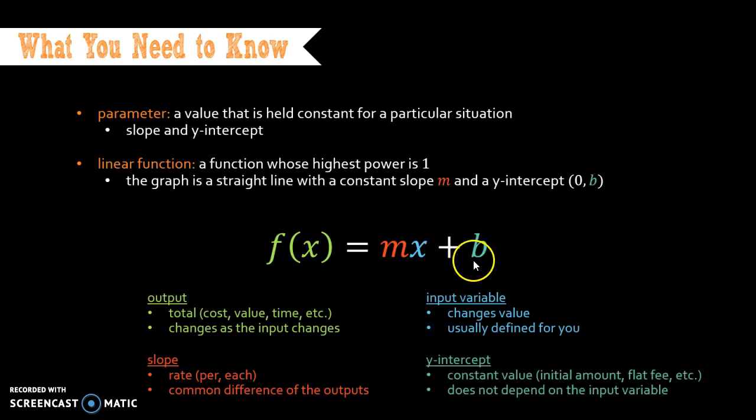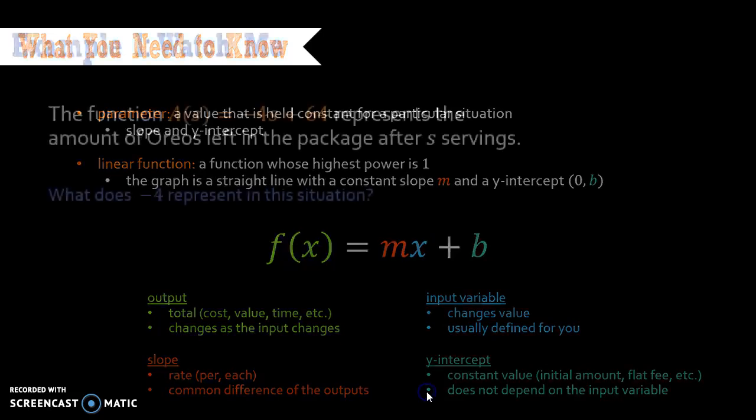And then the number hanging on the end right here, the y-intercept, is a constant value, something that does not change. It might represent your initial amount, maybe the initial amount of money, something like that. It might be a flat fee that you're paying for something. It's something that does not change value over time. It also does not depend on your input variable at all. Again, it does not change value.